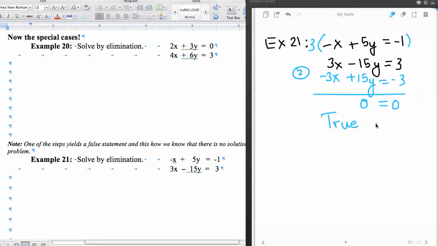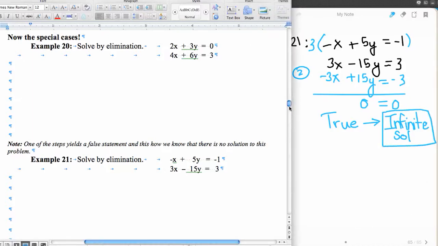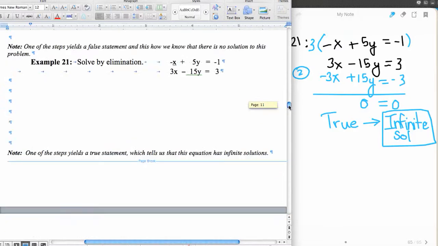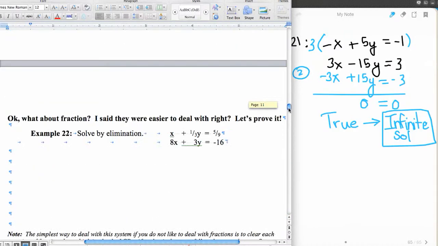And remember, when I have a true statement, that means that I have infinite solutions. So I'm going to write infinite solutions, and that will be the solution to this system. Remember again that the solution is not the true statement. It's not 0 equals 0. None of those things are actually the solution. The solution is actually that there are infinite solutions. So that wraps up solving the systems that are special.